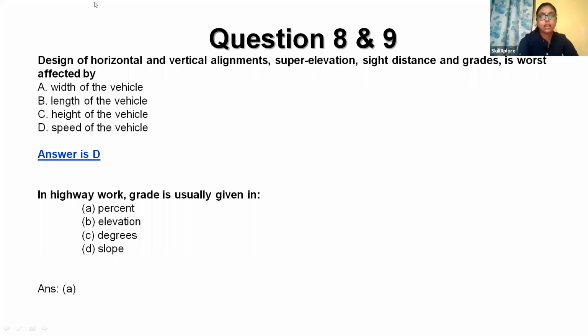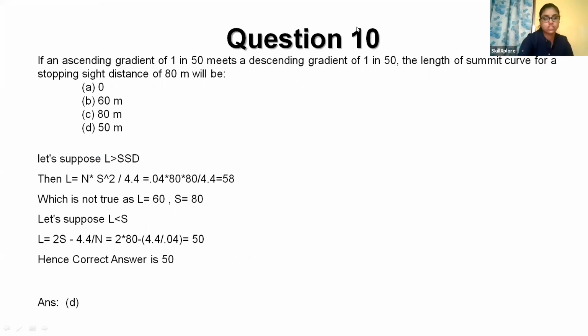Okay. And the next thing: in highway work, grade is usually given in 1, percentage; 2, elevation; 3, degrees; and 4, slope. Normally the grade is given in percentages for highways. So these are questions 8 and 9. Next is question number 10.